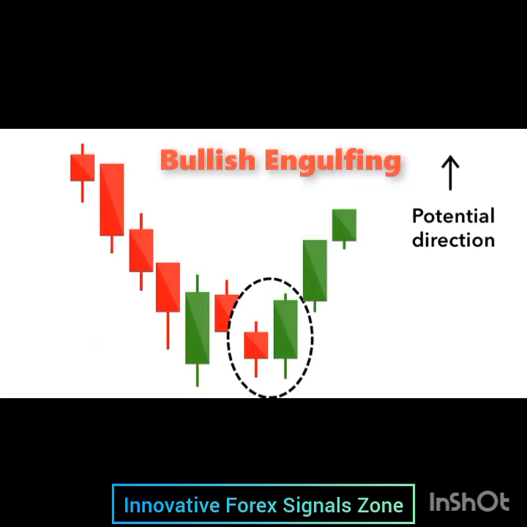Bearish engulfing. A bearish engulfing pattern occurs at the end of an uptrend. The first candle has a small green body that is engulfed by a subsequent long red candle.